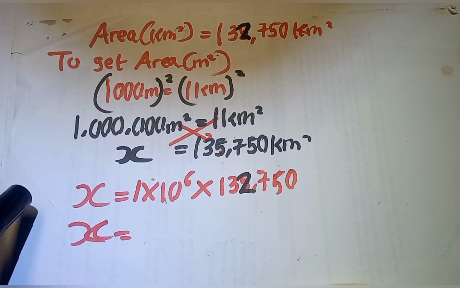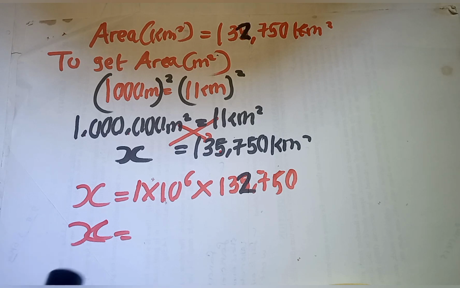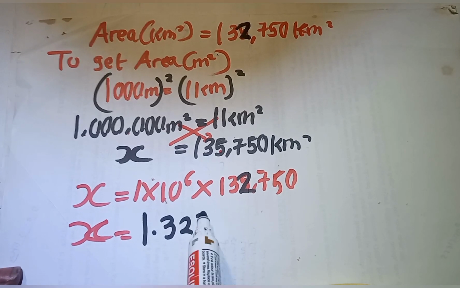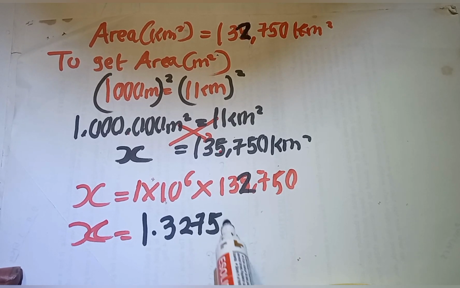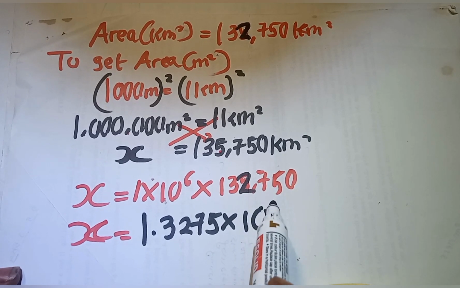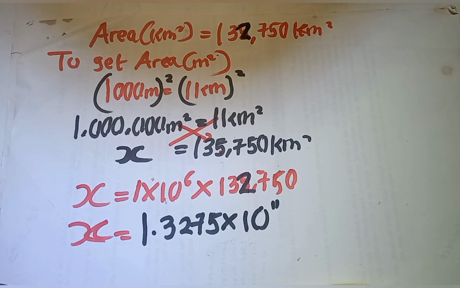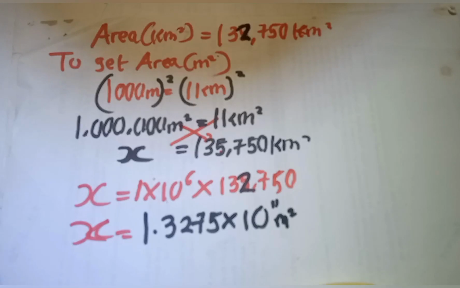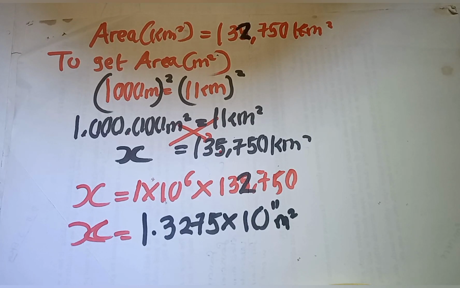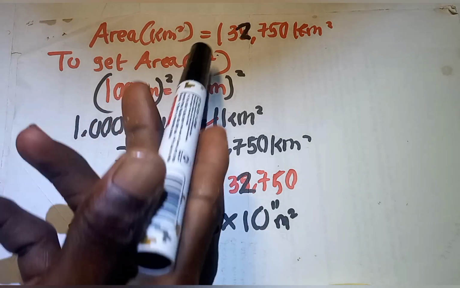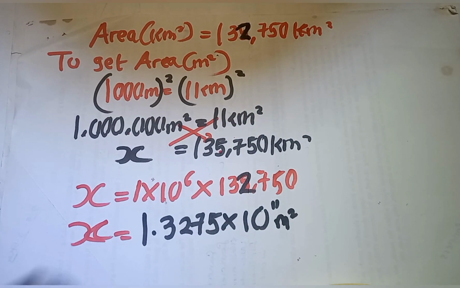132,750 multiplied by 10 to the power of 6. That is 1.3275 times 10 raised to the power of 11. So in meter square, this is the value of x in meter square. That is, I convert this in kilometer square to this. This is the value of m in meter square.